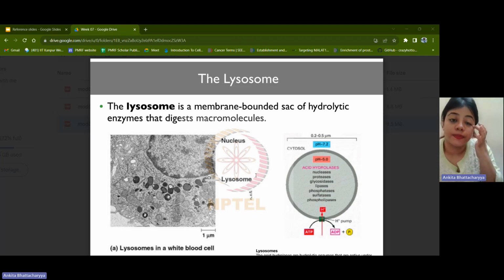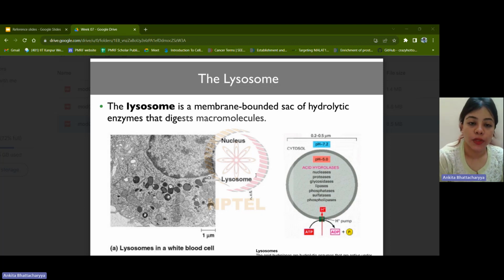Okay. So we were talking about the lysosome. We talked about the other compartments, the ER and Golgi mainly, before this. Now coming to the remaining endomembranous compartments. First is the lysosome, and of course it's a membrane-bound sac of hydrolytic enzymes that digests macromolecules.